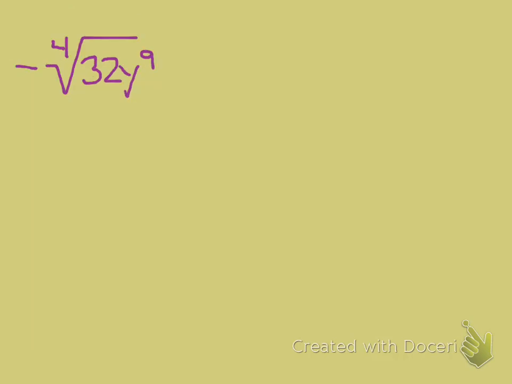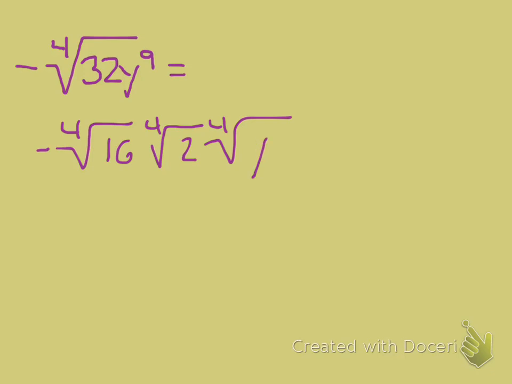Okay, back to our second example. The opposite of the 4th root of 32y to the 9th. Again, I will deconstruct this one just so that we're clear on what's happening. I have to think about 4th roots. There's not many 4th roots I know, but I do know the 4th root of 16. And I would have the 4th root of 2 because they would multiply to make my 32. Y to the 9th, I would need the 4th root of y to the 8th and the 4th root of y.